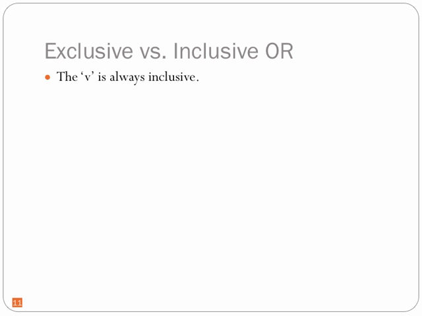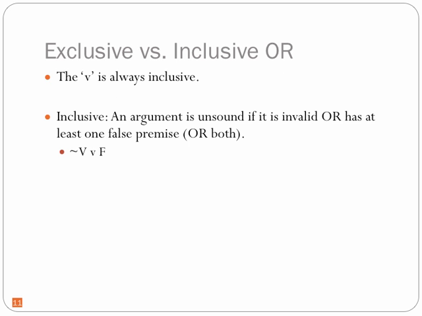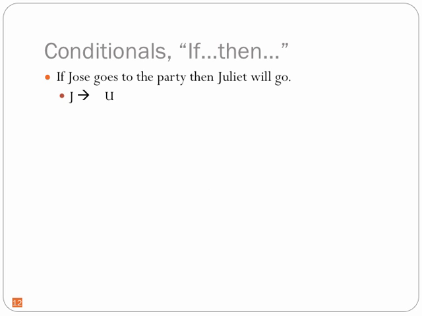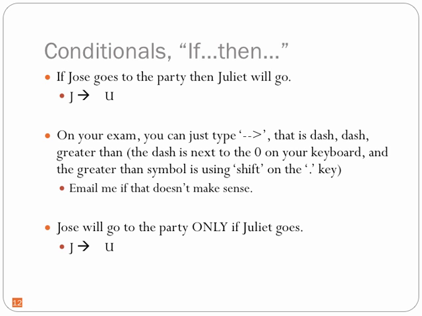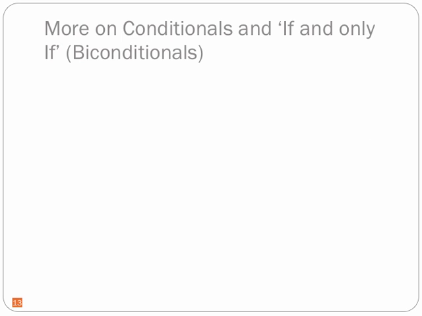So the right answer is this, for "Jose goes only if Juliet goes." Why? Think about it. Another way of saying that, and I'll say it again: if Juliet doesn't go, then Jose won't go. Why? Because Jose will go only if Juliet goes. All right, hope that makes sense.